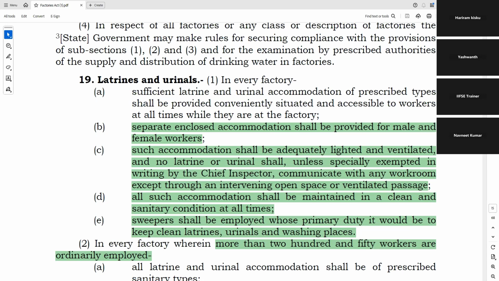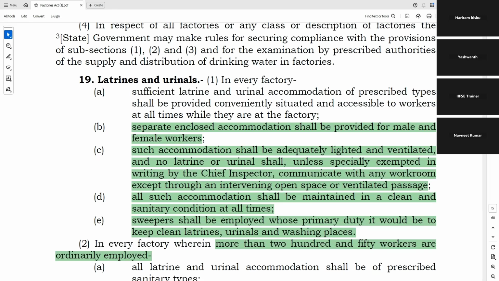We should have separate latrines and urinals for male and female. Such accommodation shall be adequately lighted and ventilated, and no latrine or urinal shall, unless specially exempted in writing by the chief inspector, communicate with any workroom except through an intervening open space or ventilated passage. So we need to provide sufficient lighting and ventilation to the urinal facilities, except for any exemption.